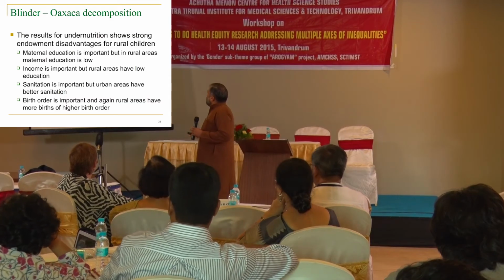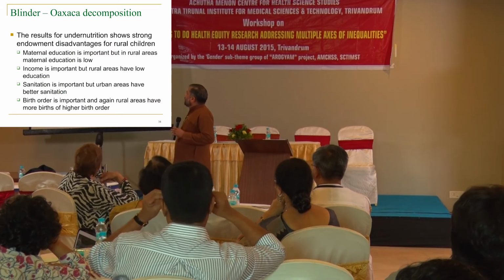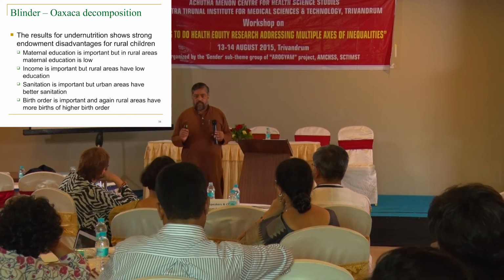So Blinder-Oaxaca in that perspective has a connection to intersectionality. I will skip this because it is completely invisible. I made a very big mistake anyway. These are the results when you read on Blinder-Oaxaca, and how it relates is the strong endowment disadvantage for rural children. This is a conclusion on undernourishment from the Blinder-Oaxaca decomposition. Maternal education is important, but in rural areas maternal education is low. So what happens? With rural endowment, maternal education will not show the impact in the Blinder-Oaxaca results.